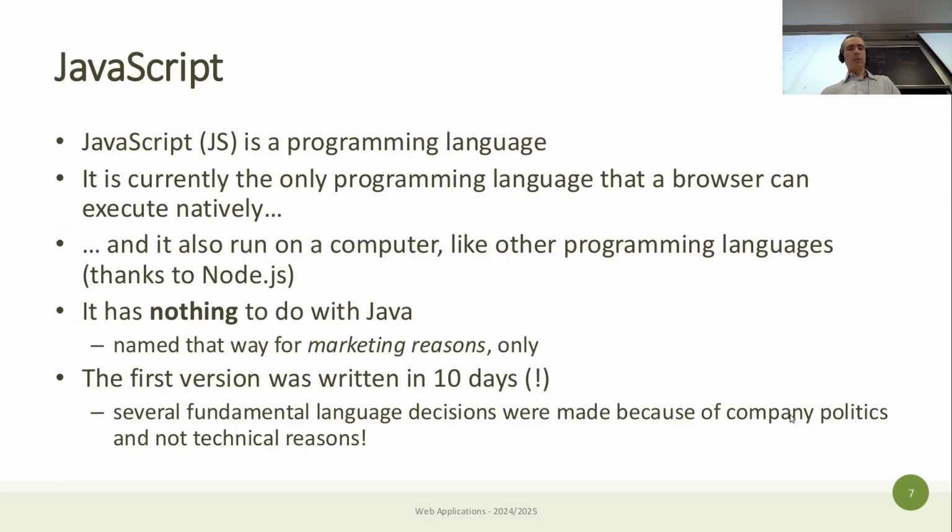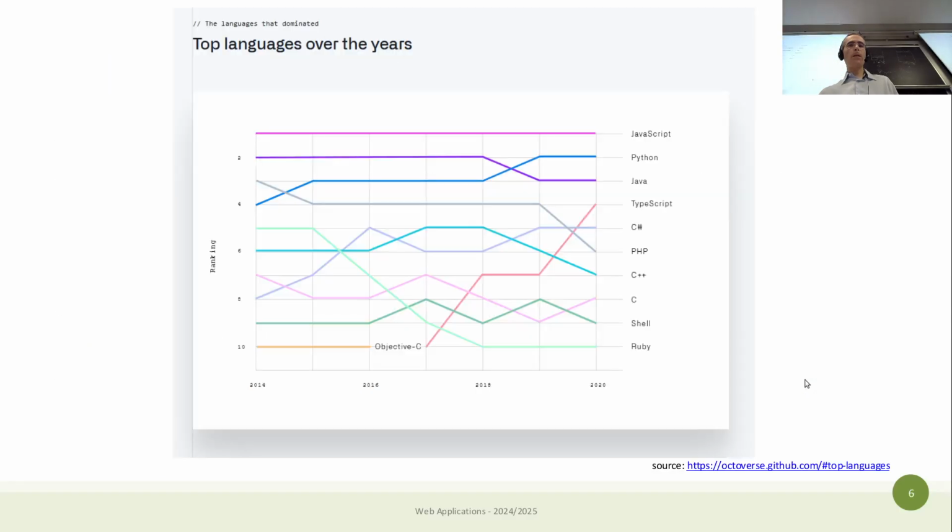Just a few words: JavaScript is the most used language in recent years. This is until 2020, but I don't think the situation has changed that much. That's because it's used in web applications. Web applications are everywhere.